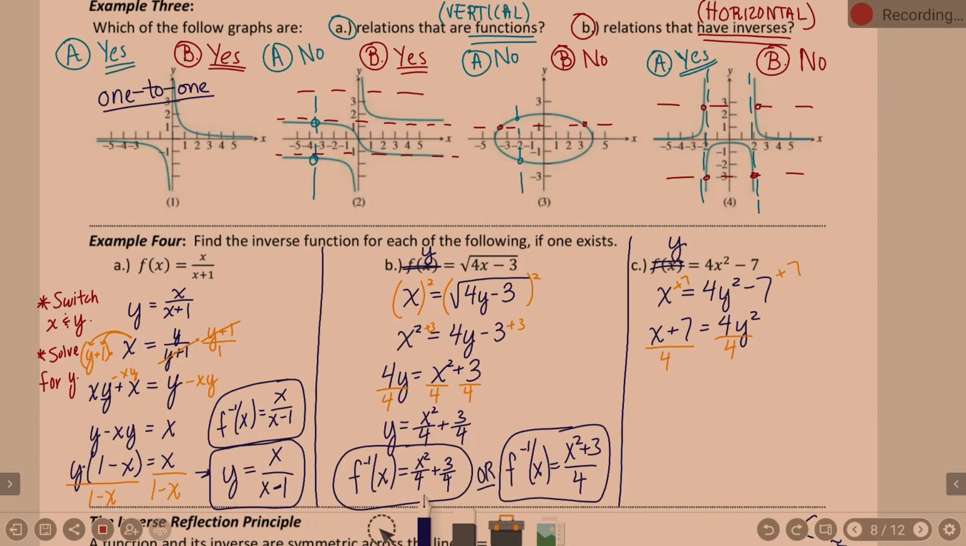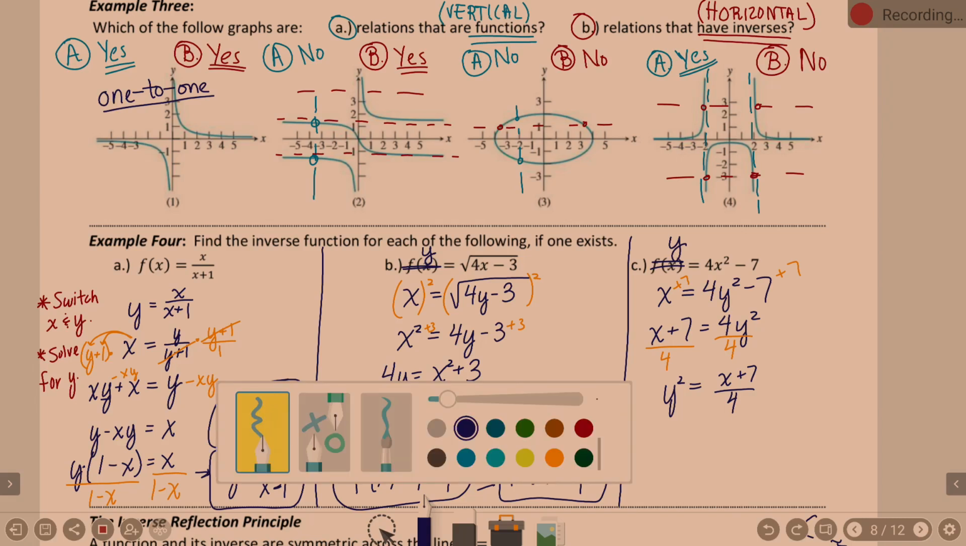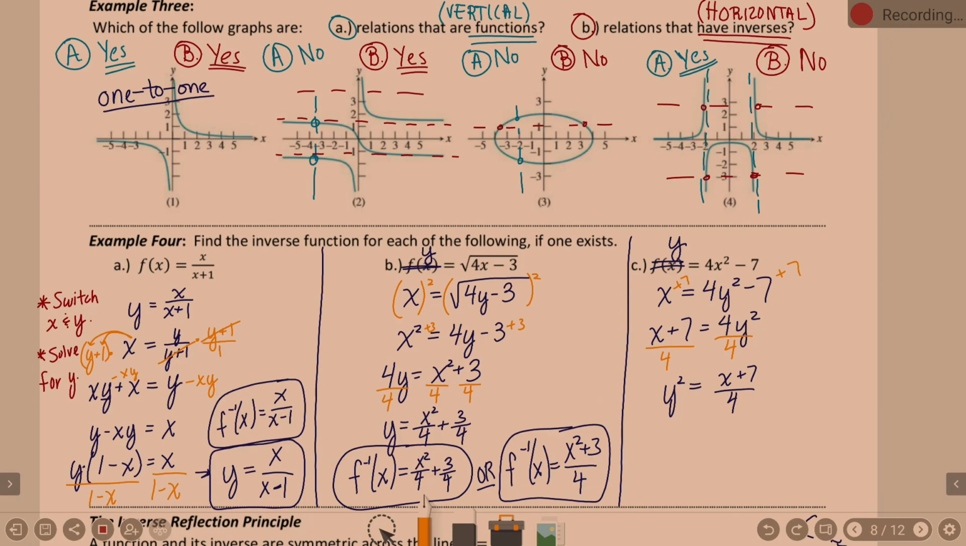At that point, I'm going to flip my sides. I have y squared equals x plus 7 over 4. Okay, if it's y squared equals, we're going to square root. Now, a couple of things here. You guys know if we square root the left, we square root the right. Square root of y squared becomes y. When you take a square root in an equation setting, we have to put out front a plus or minus.